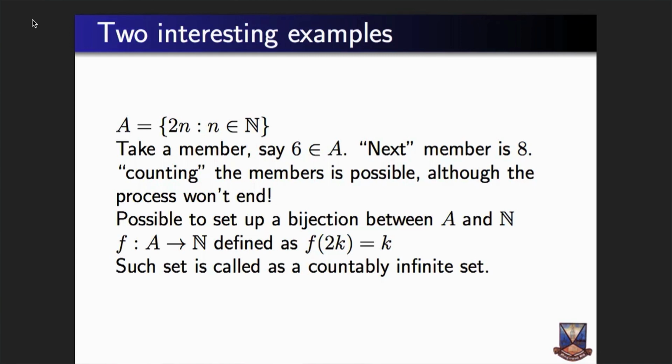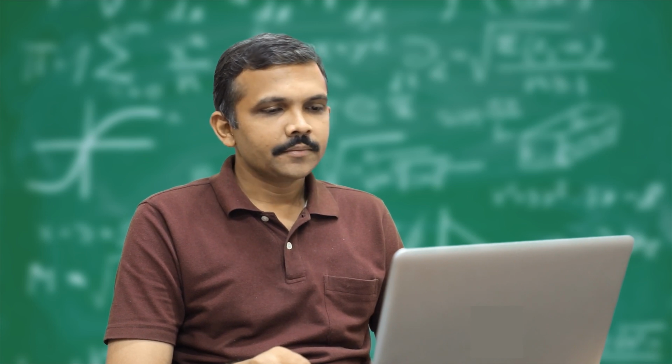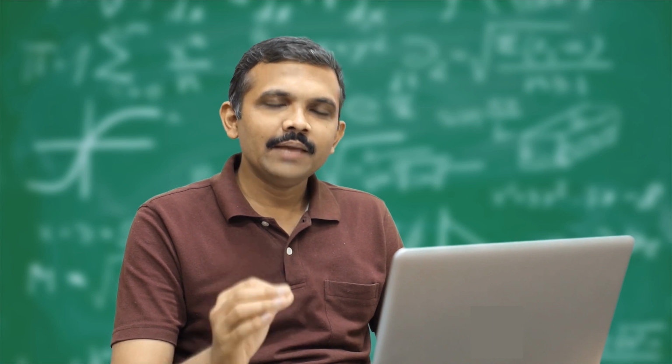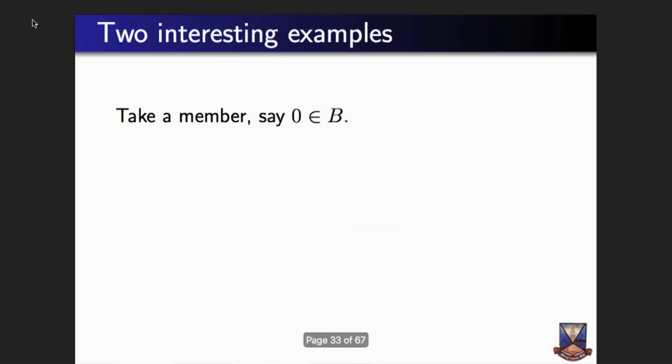Whenever such a function exists from a given set A to the set of naturals, such a set is declared a countably infinite set. Let us have some more understanding of it by asking whether we can repeat this same procedure with the other set, that is set B, the closed interval 0 to 1. So, let us have a look at set B. Let us take one member of set B, say for example 0 belongs to B.